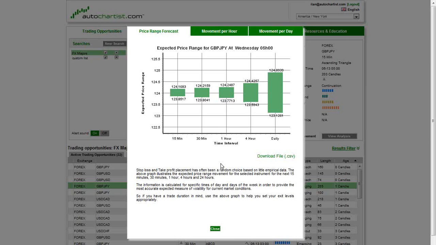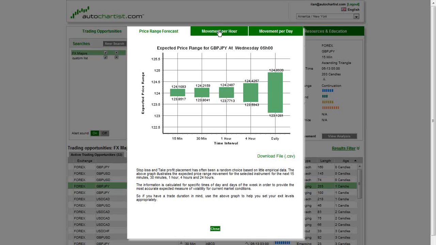So I see that I'm set on American New York time. If you set your Autochartist to be Australia, Sydney, or whatever time zone you're in, you will get this expected price range for the time zone that you're actually trading in. I happen to be in New York time at the moment, so it's around 5 o'clock in the morning here in New York. So if I only want to hold a very short-term position for the next hour or so, I know that I should be setting my take profit and stop loss somewhere in the region of 124.24 or 123.77, quite a narrow range.